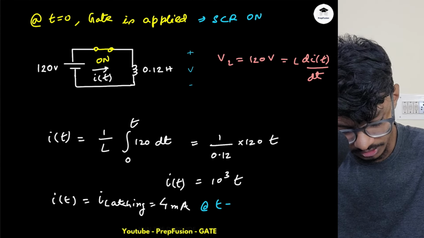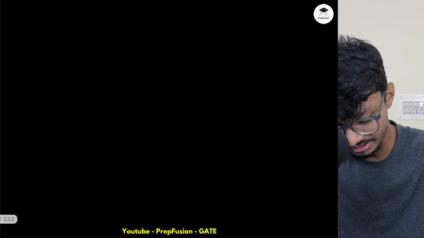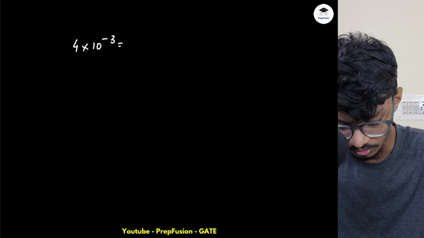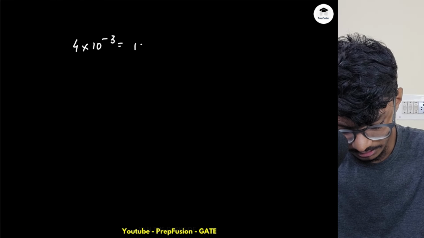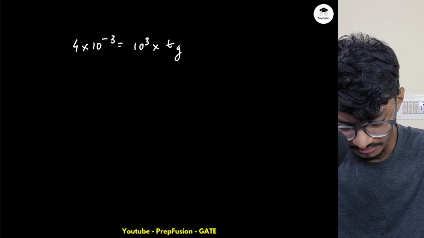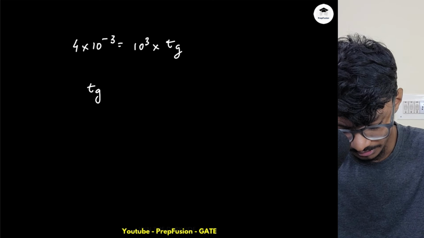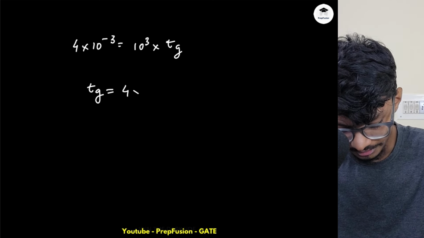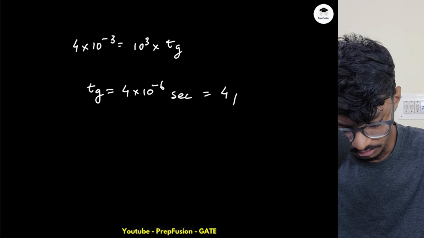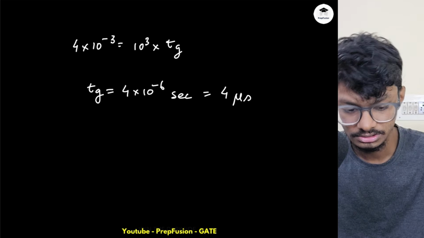Okay, at t equals tg, the current will reach 4 milliamperes. So I will replace everything here: I of t I will replace with 4 milliamperes, that is 4 into 10 raised to the power minus 3, equals 10 raised to the power 3 into tg. So I can find tg from here. Tg will simply be 4 into 10 raised to the power minus 6 seconds, or 4 microseconds. Okay, Tg is 4 microseconds.